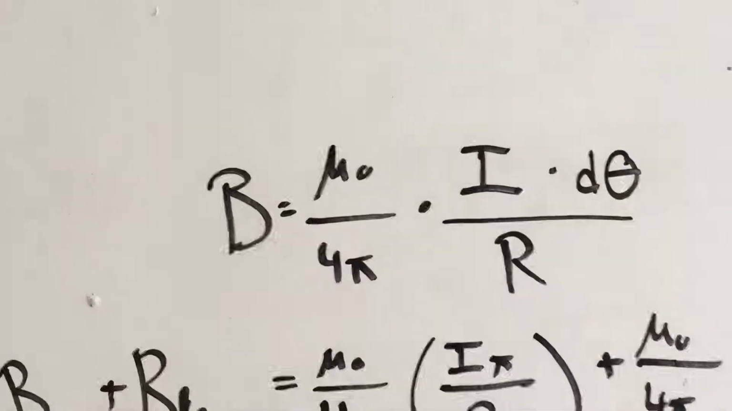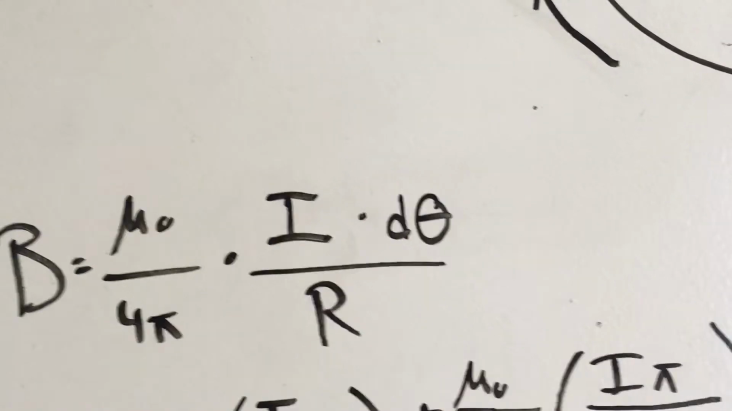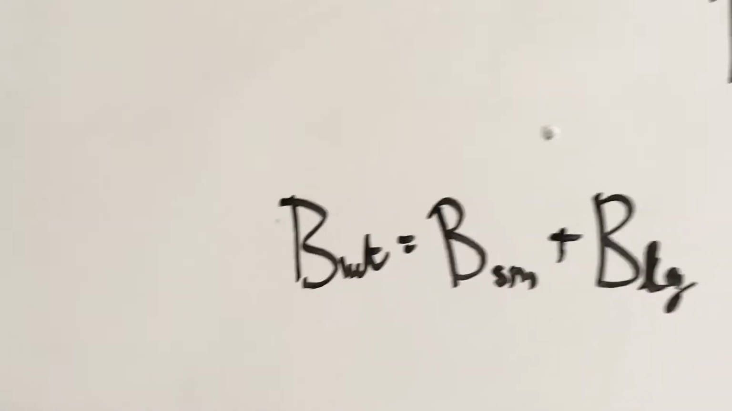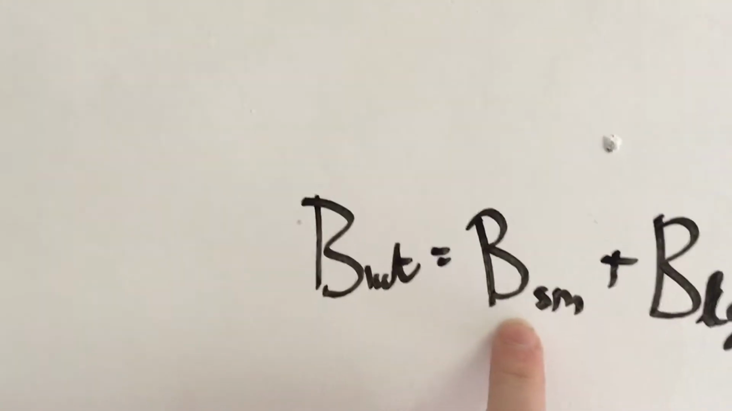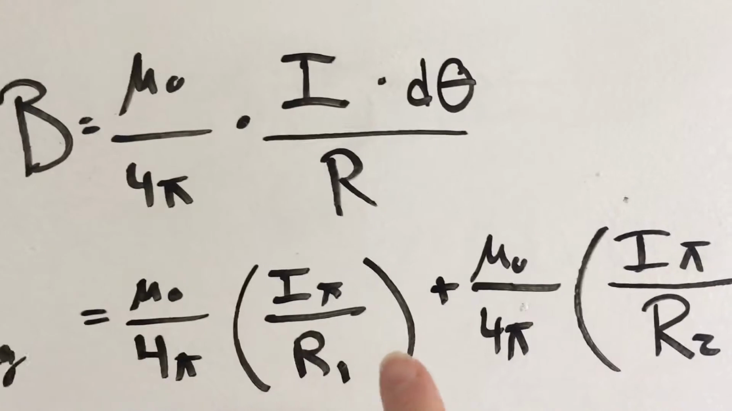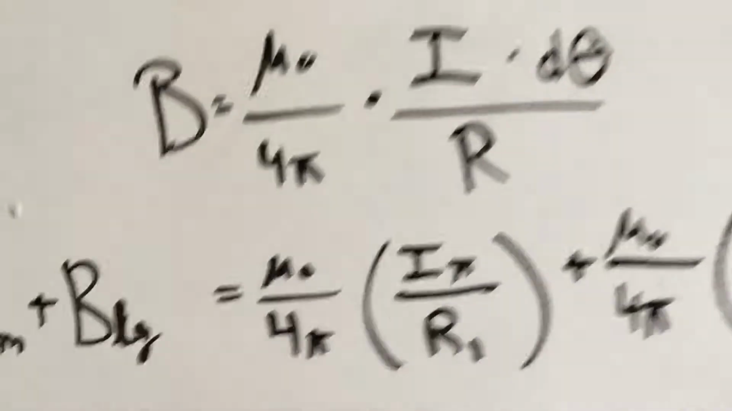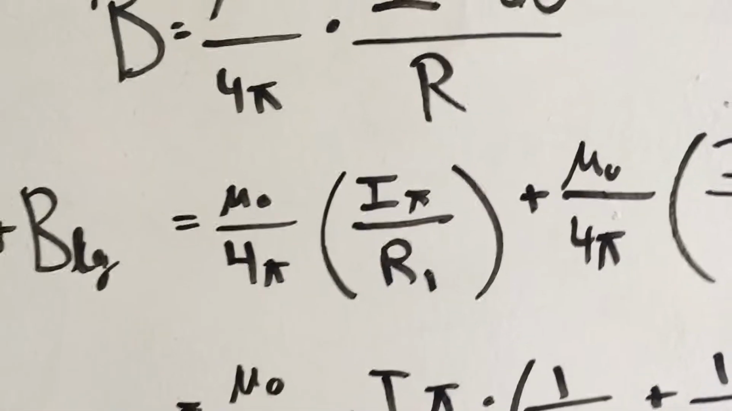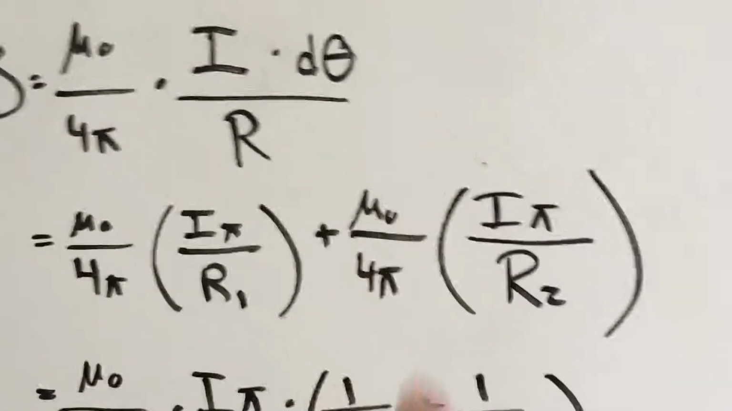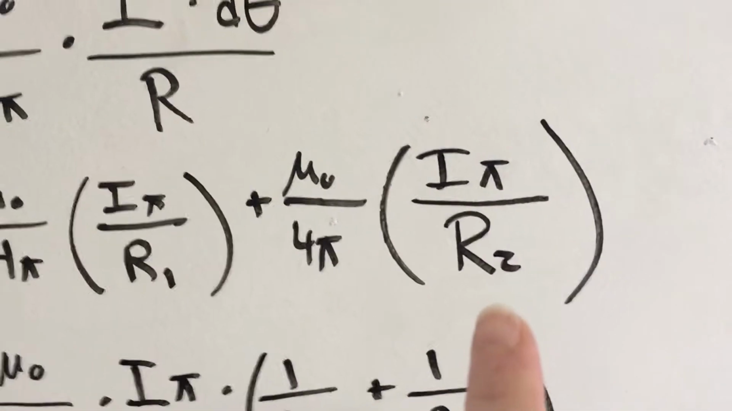So what I did is I have the magnetic field is equal to mu naught over 4 pi times I times d theta over R. Overall it's going to be equal to the magnetic field of the small semicircle plus the large. So you have mu naught over 4 pi times I pi. Since it's not a full circle, it's half, it's only pi instead of 2 pi, over R1, plus the same constant with pi, because it's still a semicircle, not a full circle, over R2.